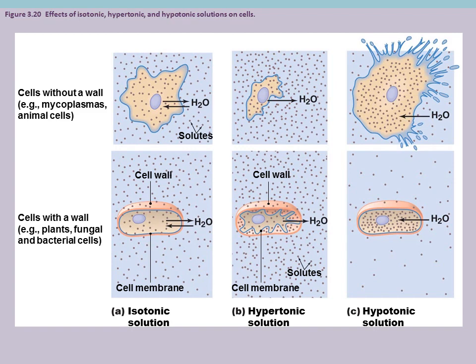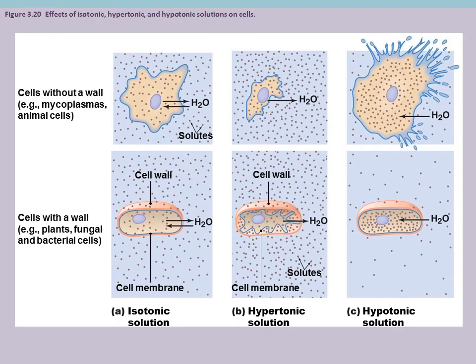Now, if water is flowing out of the cell, especially in a cell that does not have a cell wall, it's going to start to shrivel up. Because you have a cell wall that's helping to protect you some, you can withstand the effects a little bit better than if you did not have a cell wall.